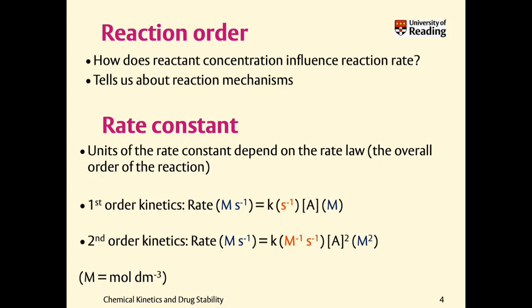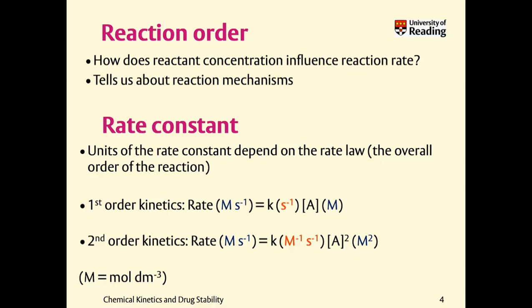So a first order kinetics reaction will be rate equals K, the rate constant, times the concentration of one of the reactants, but to the power of 1, because it's a first order reaction. The units of rate are molar seconds to the minus 1, and the units of concentration are molar. So that means that the units for the rate constant here will be seconds to the minus 1, and this means we have the same units on both sides of this equation.